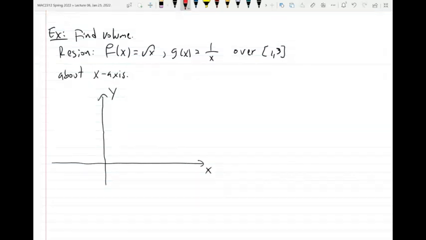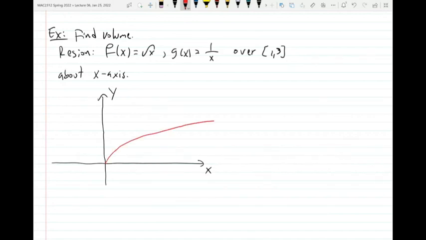Okay, so we have the square root function. So this is f of x, and let's say that this point right here, let's call it 1. And then we have 1 over x, which comes like this. It has another piece down here, but I don't care about that other piece. So that's the function g, and then it's from 1 to 3. So 1 is here. Let's say this is 2, and this is 3.